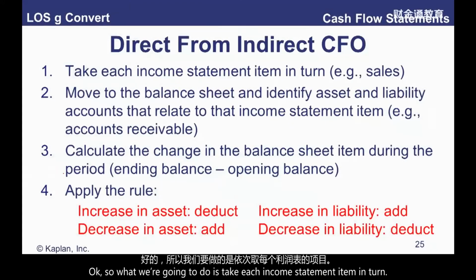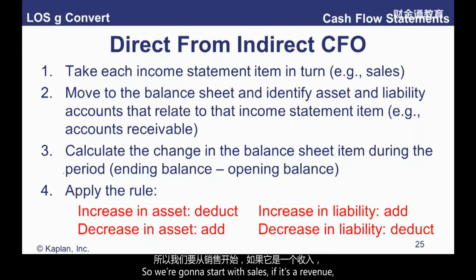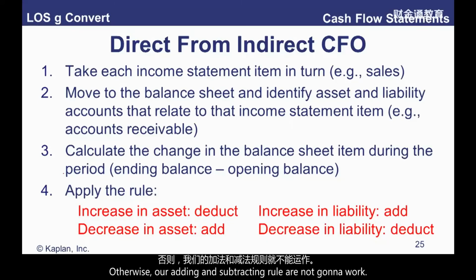Okay, so what we're going to do is take each income statement item in turn, starting with the top of the income statement and working down to the bottom. So we're going to start with sales. If it's a revenue, we're going to include it as a positive figure. If it's an expense, we're going to include it as a negative figure. Otherwise, our adding and subtracting rules are not going to work.